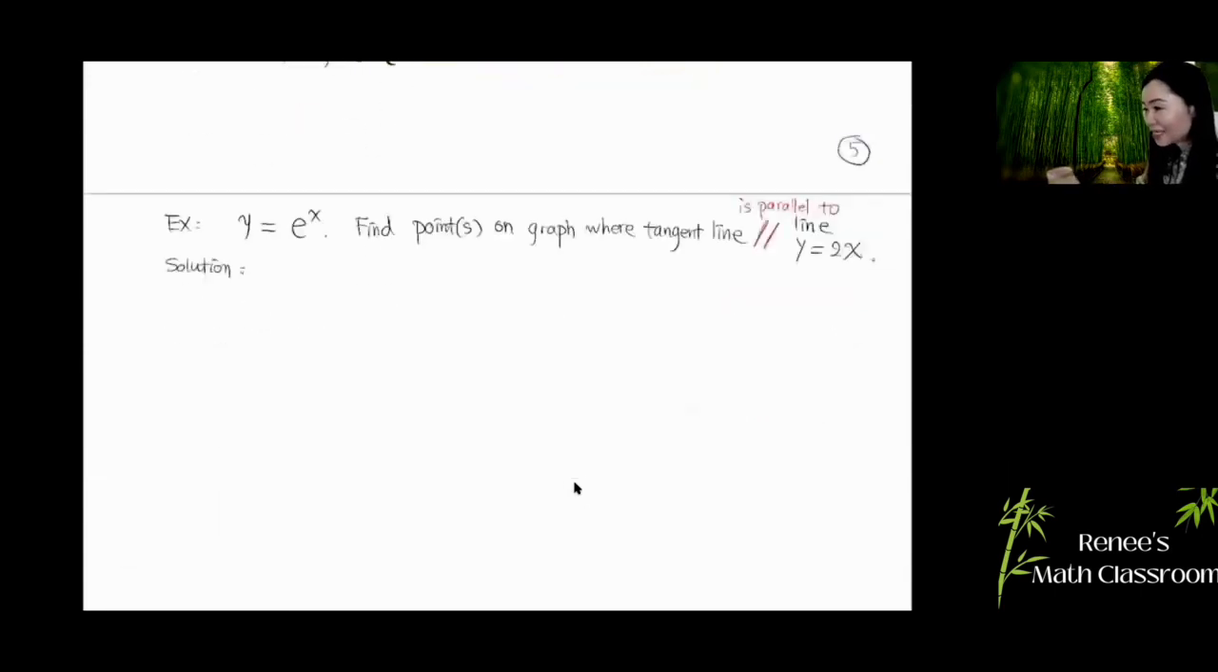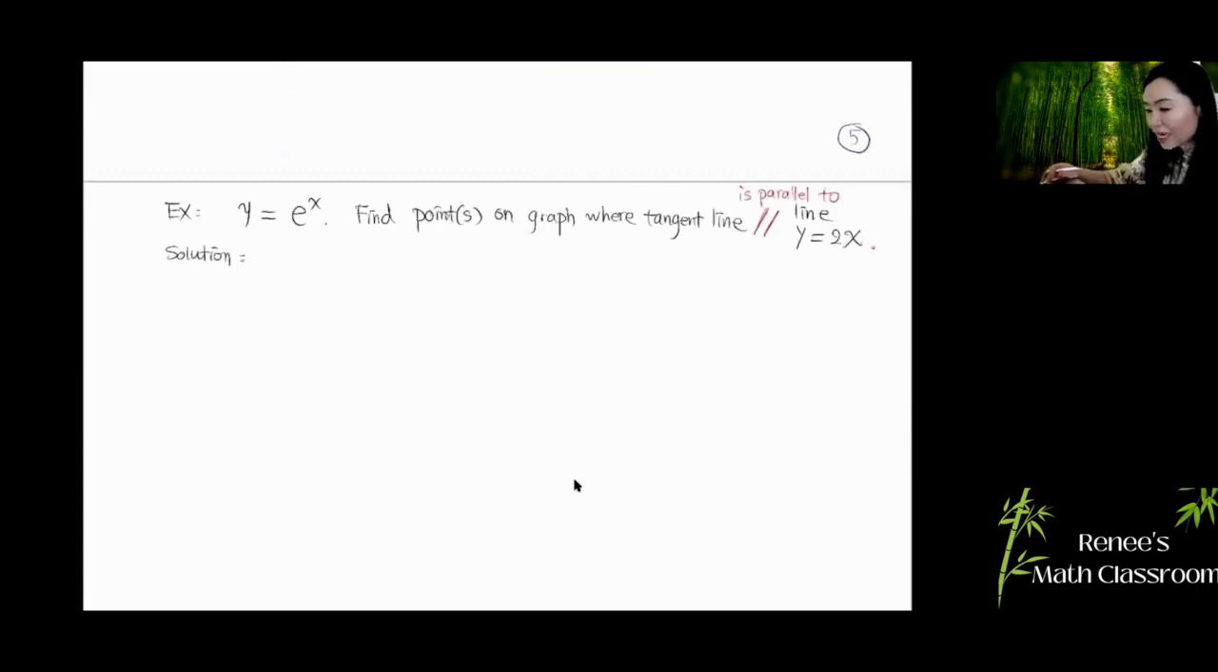This one here you might need for homework. Given y equals e to the x, find points on the graph where the tangent line is parallel to this line over here. First of all, when the tangent line is parallel to this line, the two lines have the same slope, which means y prime will be equal to 2. This 2 over here is the slope. So y prime will be equal to 2.